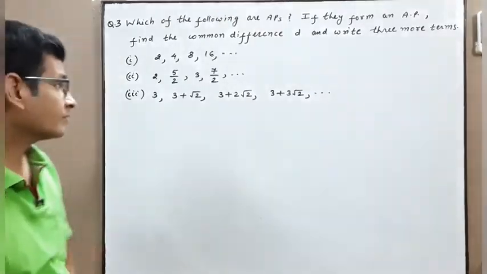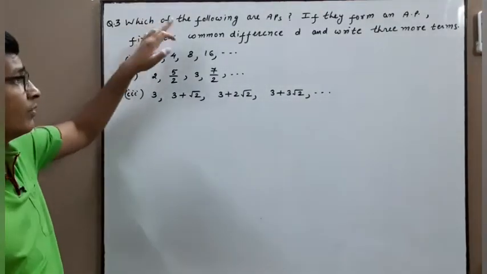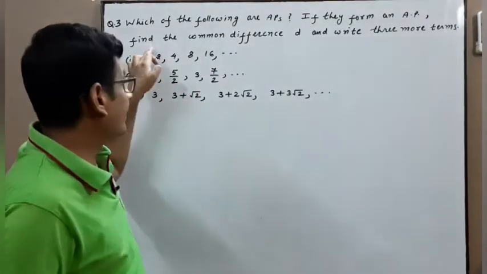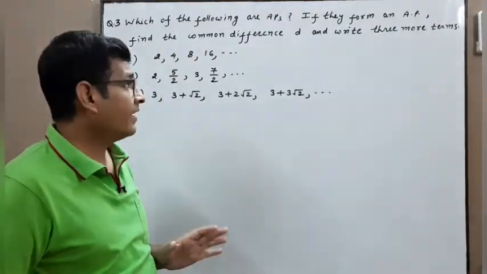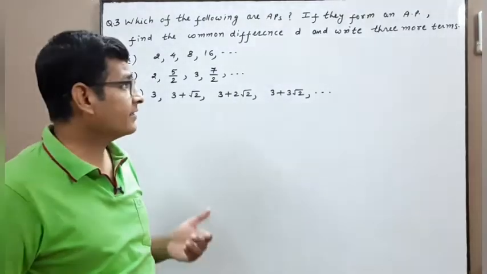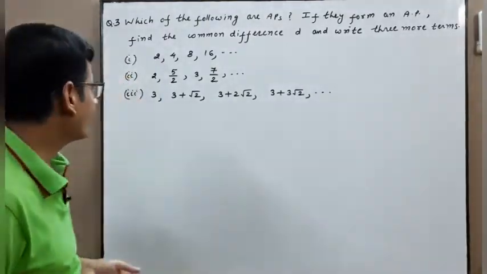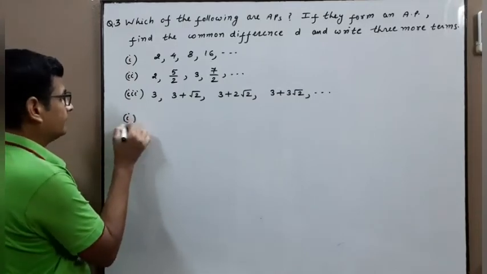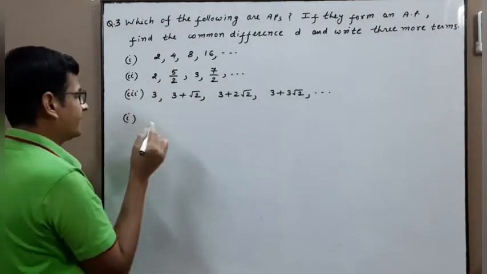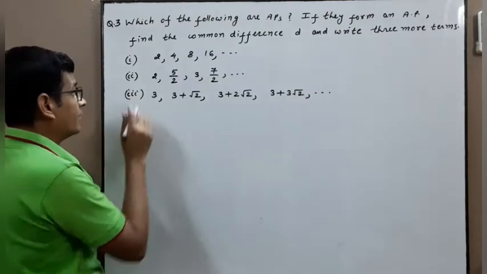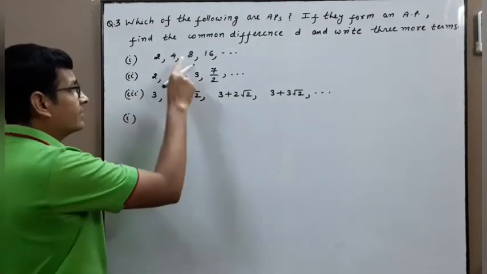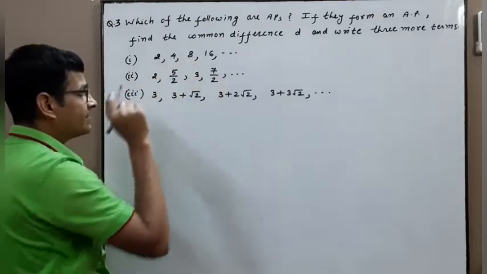Next problem. Which of the following are APs? If they form an AP, find the common difference d and write 3 more terms. There are 3 parts. Okay, first part: 2, 4, 8, 16. So first term is 2, second term is 4, third term is 8 and fourth term is 16.